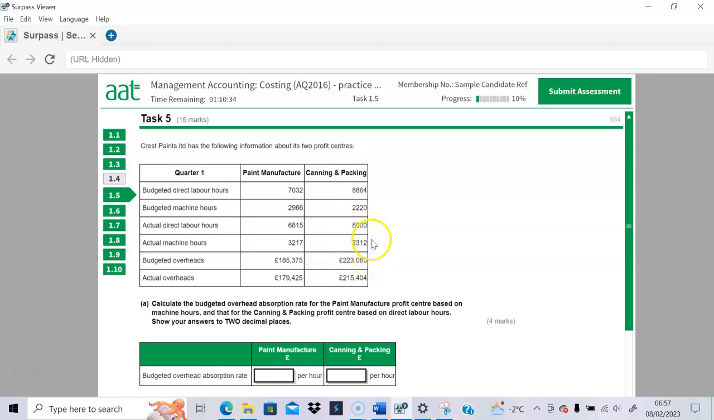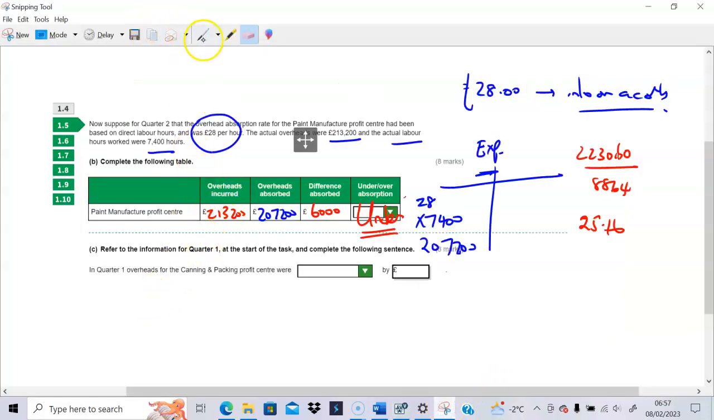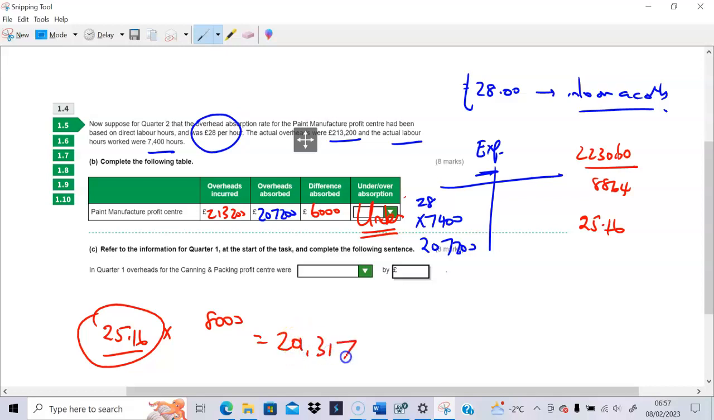But when it comes to the actual work, once we've found that overhead absorption rate, we now start working with actuals. We ask, what were the actual direct labor hours, and then compare that to the actual overheads. So we take that 25.16 and multiply it by 8,000. Every time you do an hour, you put in 25.16. That was the whole purpose of calculating the budgeted overhead absorption rate. So 25.16 times 8,000 gives you 201,317.68 or so.